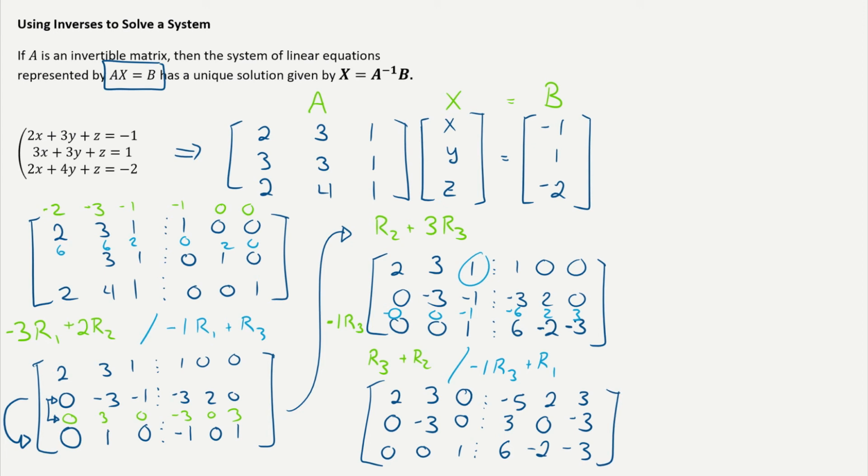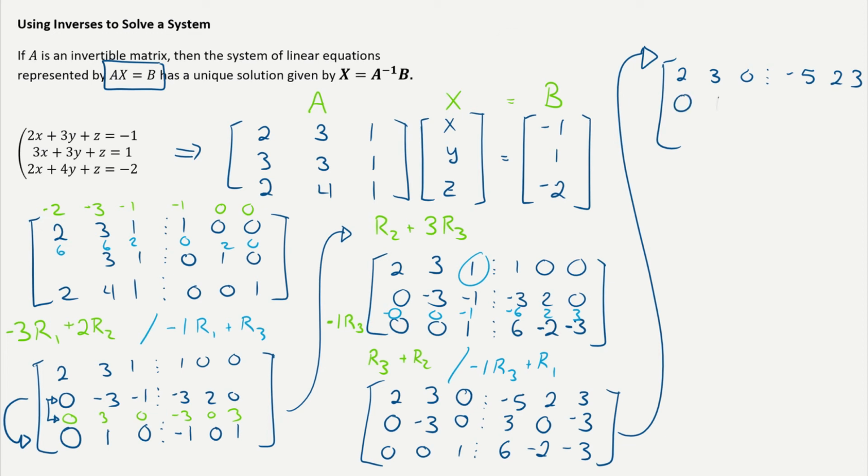All right, we're almost there, guys. So I'm going to bring my matrix up here, and I'm just going to copy this again. 2, 3, 0. -5, 2, 3. However, on the second row, I'm going to multiply that all by negative 1/3, which is the same as dividing by negative 3. So that gives me 0, 1, 0, and then negative 1, 0, 1. So that gives me a 1 in that slot, which is what I want. 6, negative 2, negative 3.